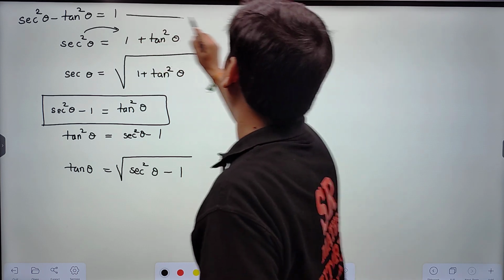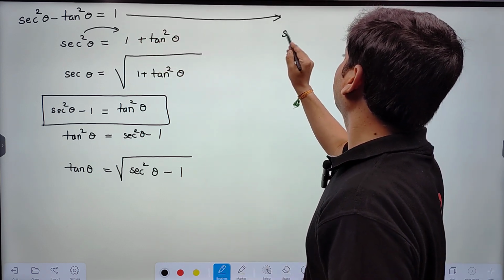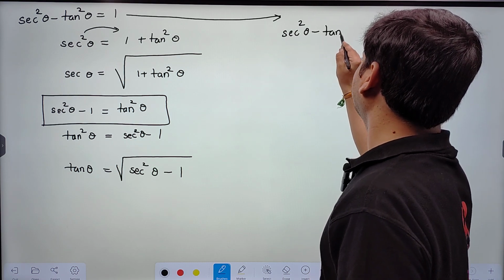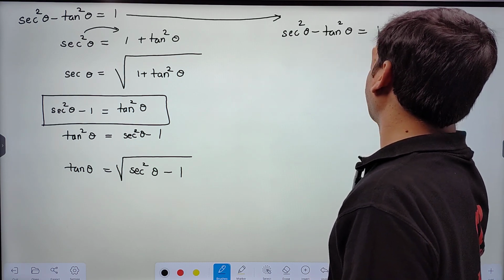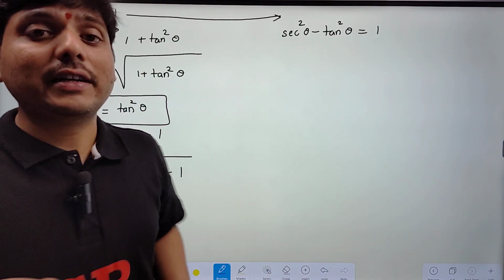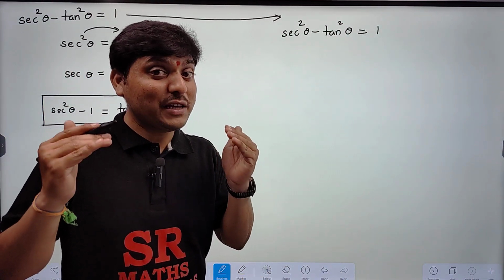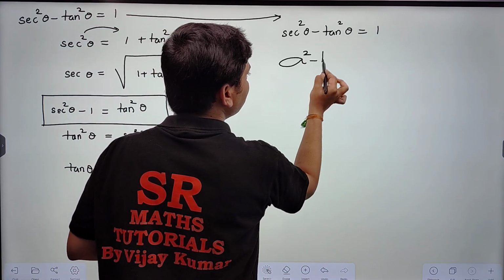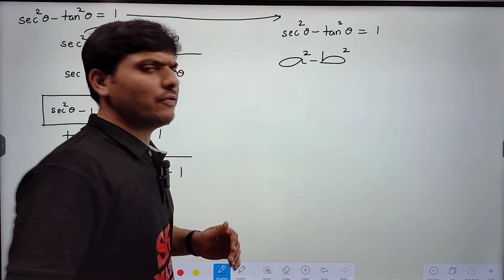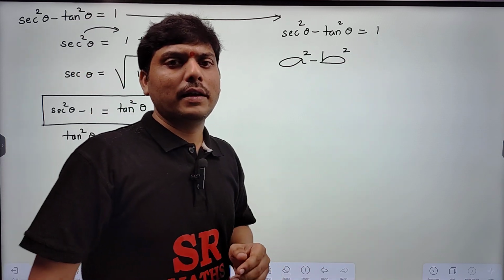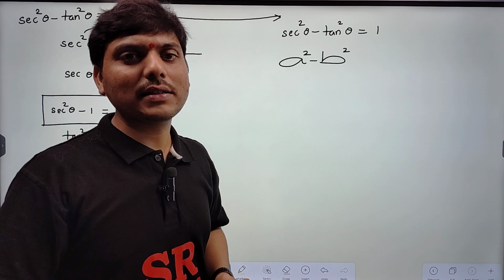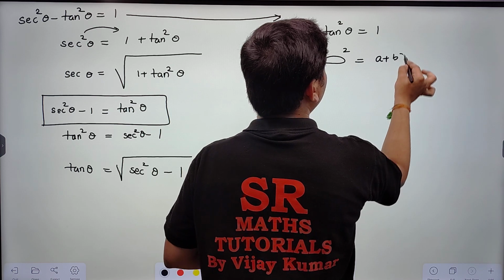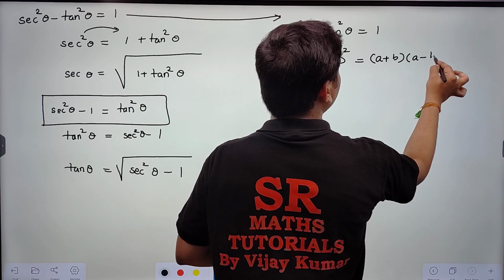Now I am taking this formula again: secant square theta minus tan square theta is equal to 1. The left side of the terms is like a square minus b square. For students, what is the formula of a square minus b square? It is a plus b into a minus b. A square minus b square is a plus b multiplied with a minus b.